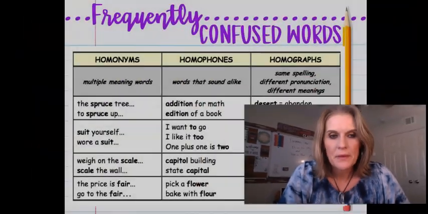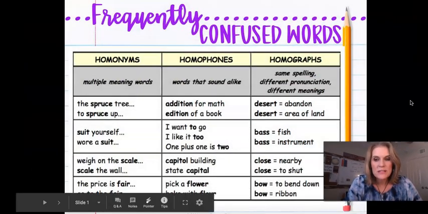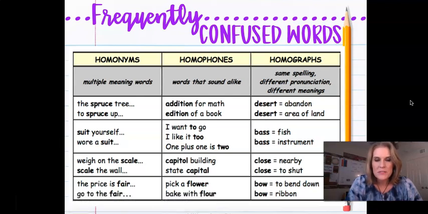Clevenger again, and today we're going to continue practicing our commonly confused words, also known as frequently confused words. So grab your ELA notebook and your pencil and get ready because we're going to take some notes. Here we go. So just as a quick review, frequently confused words, homonyms, homophones, homographs.